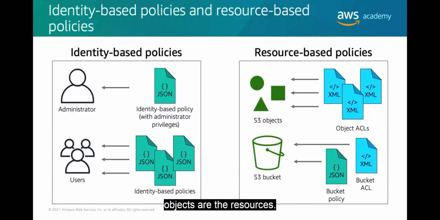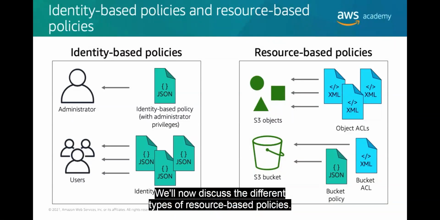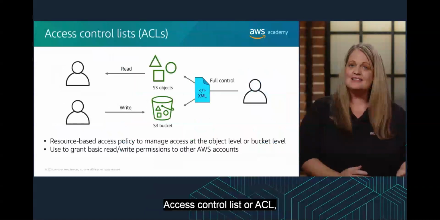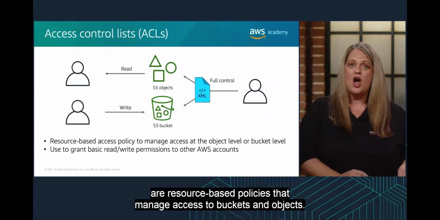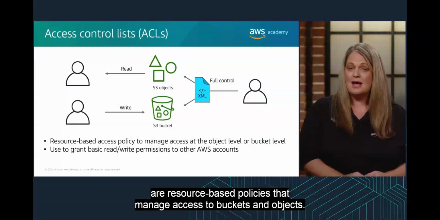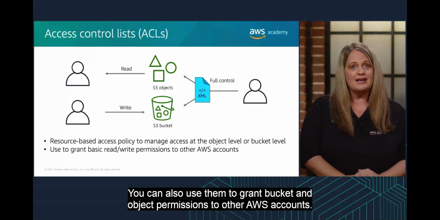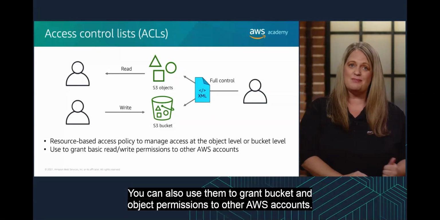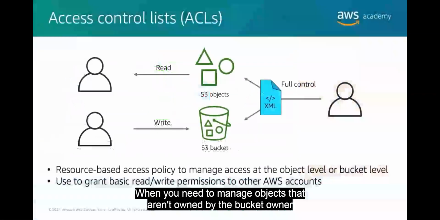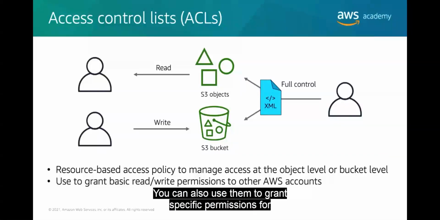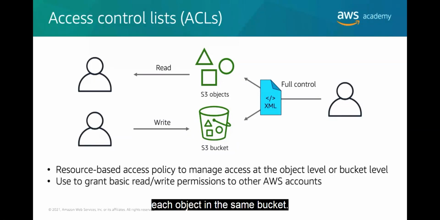In S3, buckets and objects are the resources. We'll now discuss the different types of resource-based policies. Access Control Lists, or ACLs, are resource-based policies that manage access to buckets and objects. You can also use them to grant bucket and object permissions to other AWS accounts. When you need to manage objects that aren't owned by the bucket owner, you can use object ACLs. You can also use them to grant specific permissions for each object in the same bucket.